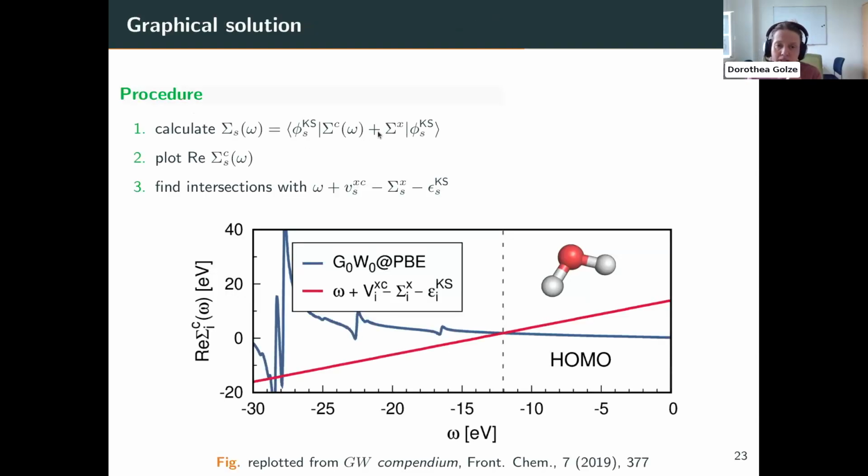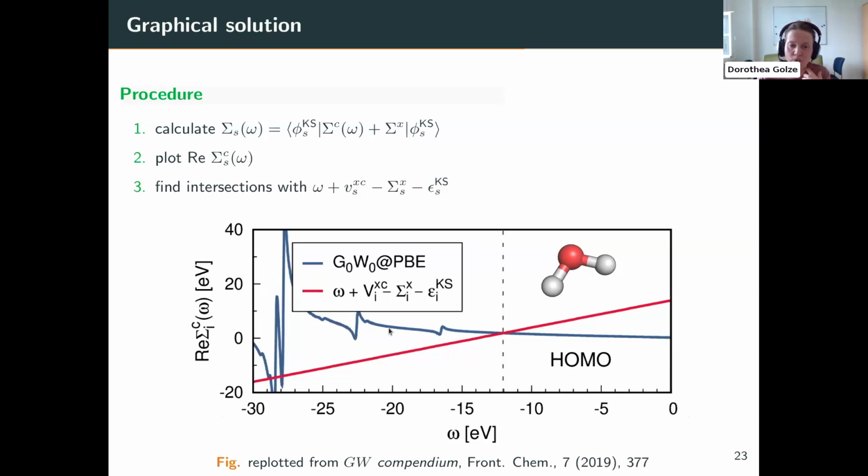So you calculate the self-energy matrix element for a certain state S on a fine frequency grid. You typically plot the real part of the self-energy. This is shown here for the HOMO of a water molecule, plotted in the range from -30 to 0 eV. You see a quantity with a lot of structure.